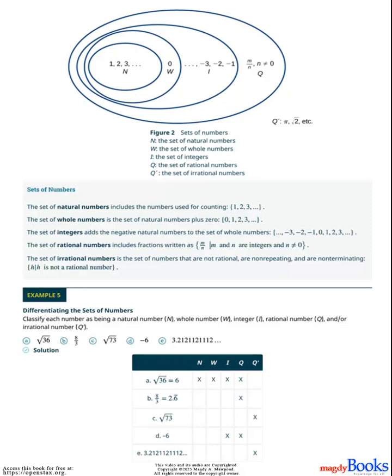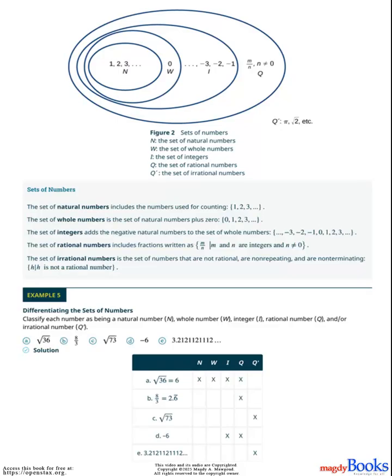W is the set of whole numbers. W equals 0, 1, 2, 3, and so on. I is the set of integers. I equals -3, -2, -1, 0, 1, 2, 3, and so on. Q is the set of rational numbers. Q equals m over n, where n is not equal to 0. Q's complement is the set of irrational numbers. Q's complement equals pi, square root of 2, etc.